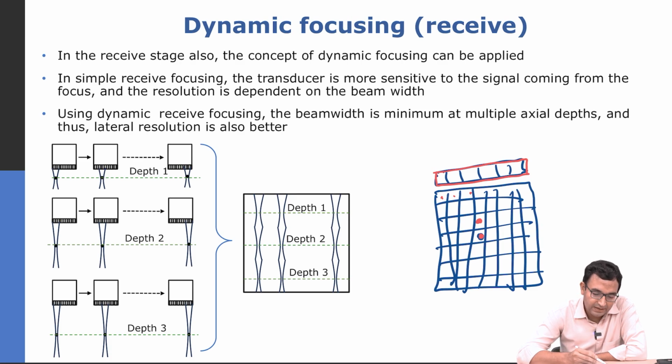So like is written here, in simple receive focusing, the transducer is more sensitive to the signal coming from the focus, and the resolution is dependent on the beam width. But in dynamic receive focusing, the beam width is minimum at multiple axial depths, and therefore the lateral resolution is also better.